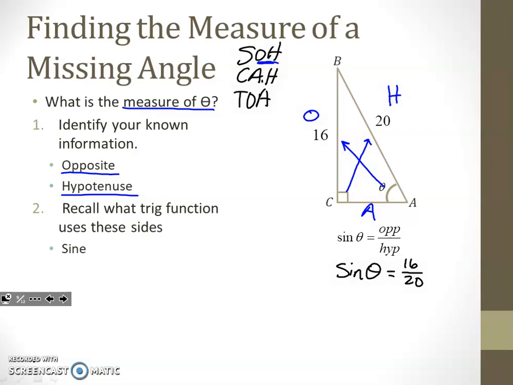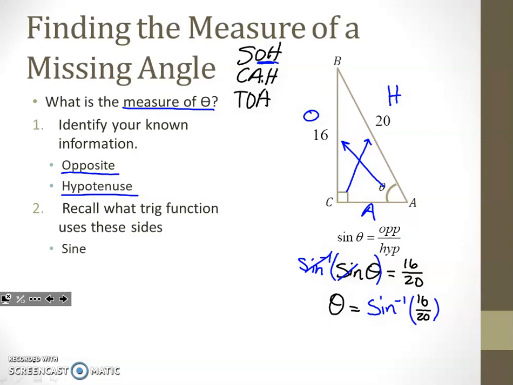Now, this is going to look a little bit different, but the inverse of sine is written as sine negative 1. So when I do a sine negative 1 of sine, those two things will cancel and leave you with a theta. The issue is, though, if I do sine negative 1 to one side of my equation, what do I have to do to the other side of the equation? Well, I also have to do sine negative 1 of the other side. So we've got the inverse of sine of 16 over 20.